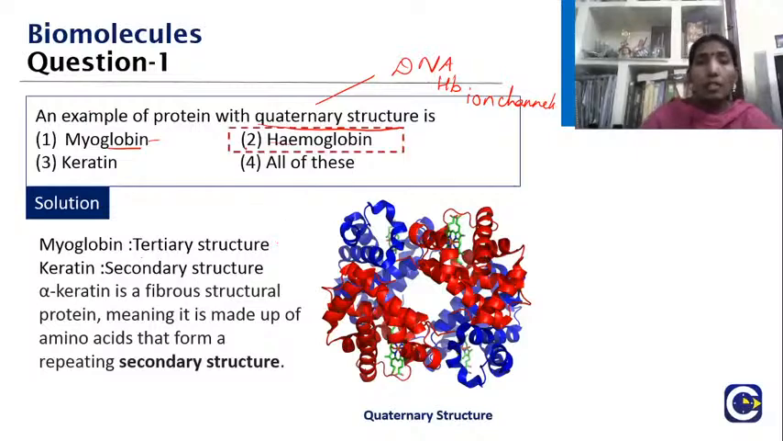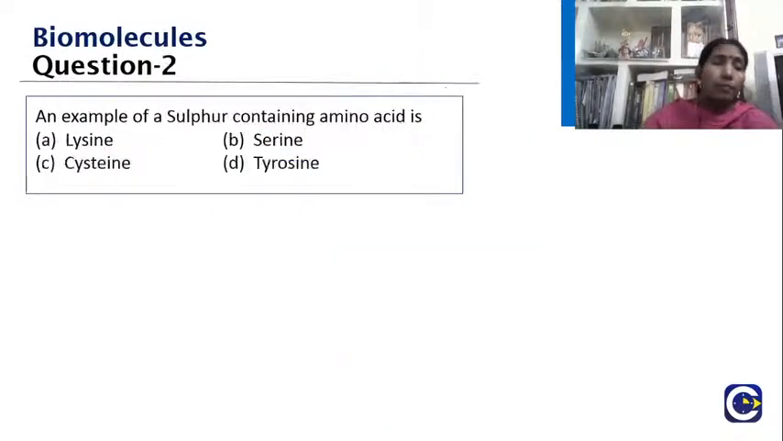So what should be your answer? It is hemoglobin. Excellent students, Jeevita and Akshaya, very good. We'll go to the next question.